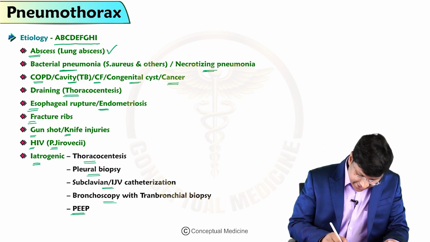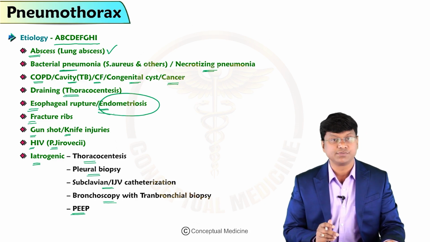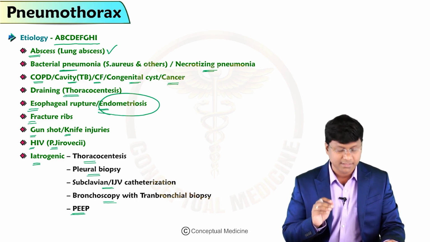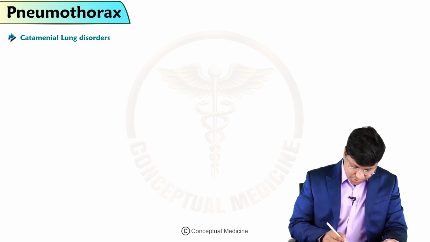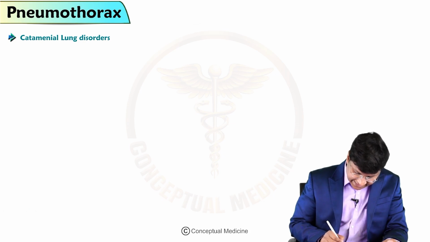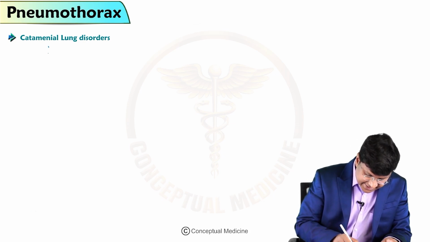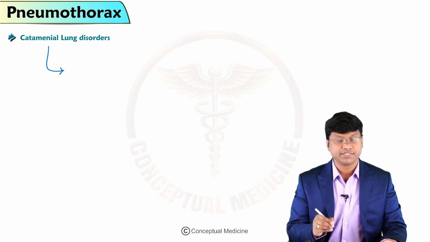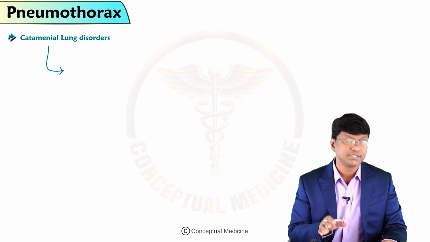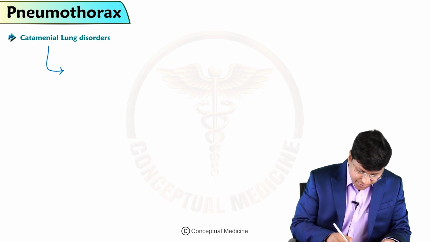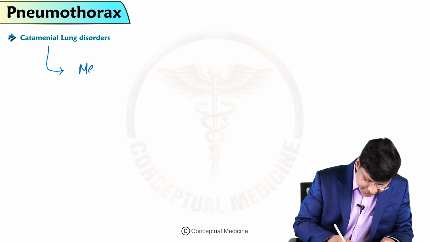Now let me discuss in detail about this endometriosis, which we call the catamenial lung disorders. Okay, so what do you understand by this word catamenial? The word catamenial refers to a group of disorders that you will see in females during menstruation.